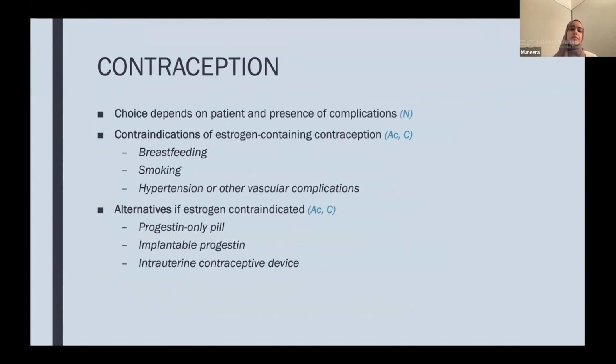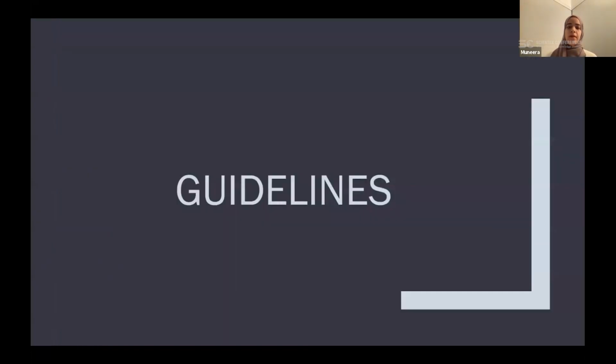When it comes to contraception, the choice depends on the patient and the presence of complications. Contraindications to contraception that contain estrogen include breastfeeding, smoking, hypertension, and other vascular complications. If estrogen is contraindicated, then alternatives include progestin-only pill, implantable progestin, or intrauterine contraceptive device.